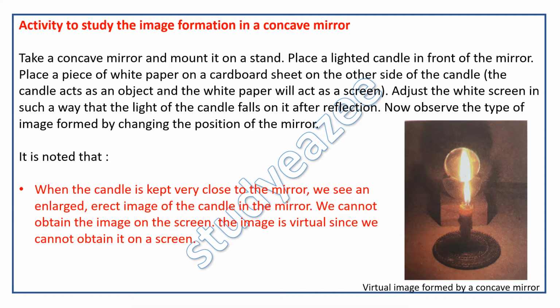Here is another activity to study the image formation in a concave mirror. Take a concave mirror and mount it on a stand. Place a lighted candle in front of the mirror. Place a piece of white paper on a cardboard sheet on the other side of the candle. The candle acts as an object and the white paper would act as a screen. Adjust the white screen in such a way that the light of the candle falls on it after reflection. Now observe the type of image formed by changing the position of the mirror.